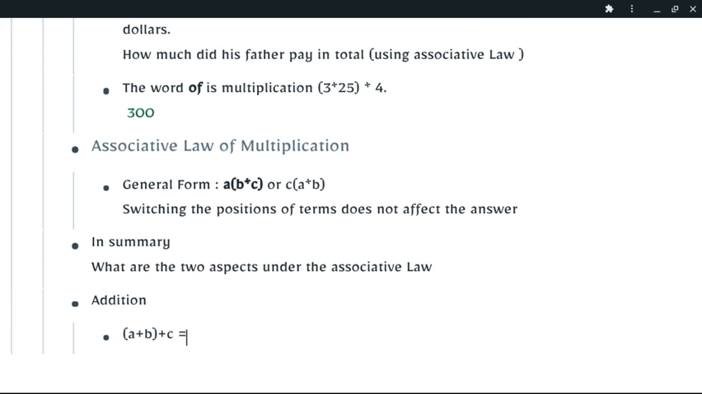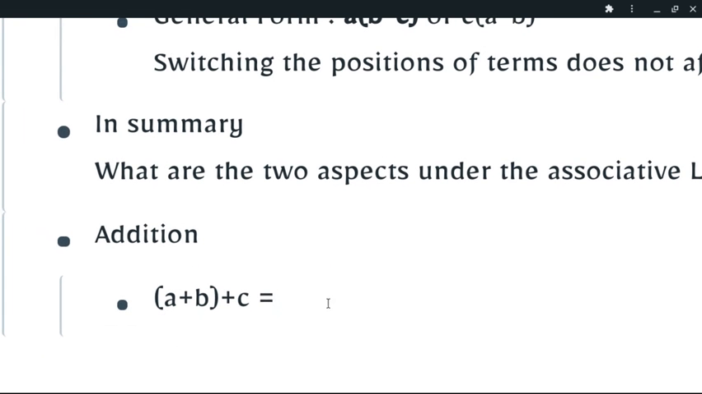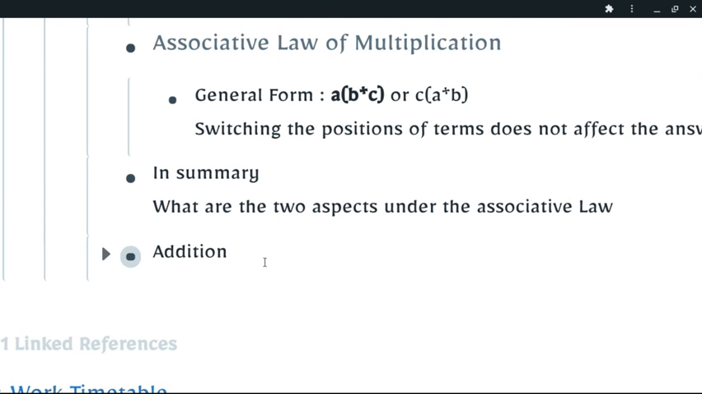And now, how would you rewrite this using the associative law? Because we said that some terms could be switched. So switch two terms for me. Switch C and A and tell me what you got. So you would say C plus A plus B. So you say C plus A plus B. That's the general form. Now let's go to multiplication to summarize.